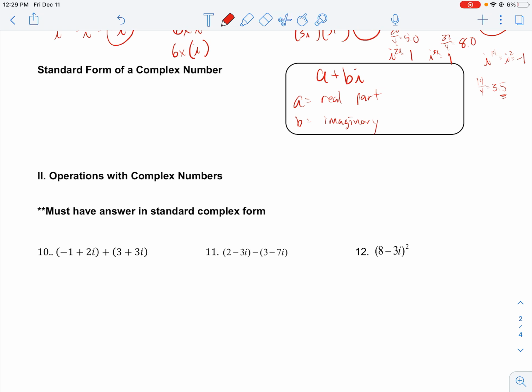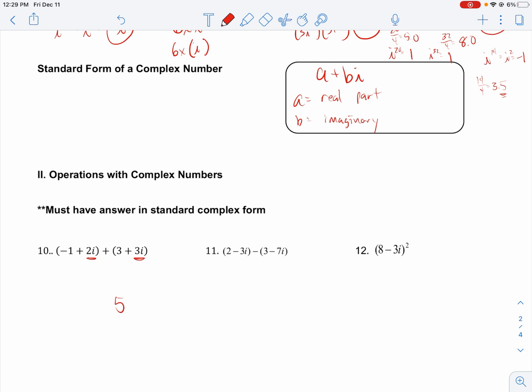Let's remember about complex numbers that when we're multiplying and adding, we're still looking for like terms. The only thing I'm going to add is the 2i and the 3i, which gives me 5i, and then negative 1 plus 3 will give me a 2. So my answer to the first one is 2 plus 5i. Here, make sure you distribute that negative sign, so we get 2 minus 3i minus 3 plus 7i. And so my answer ends up being negative 1 plus 4i.